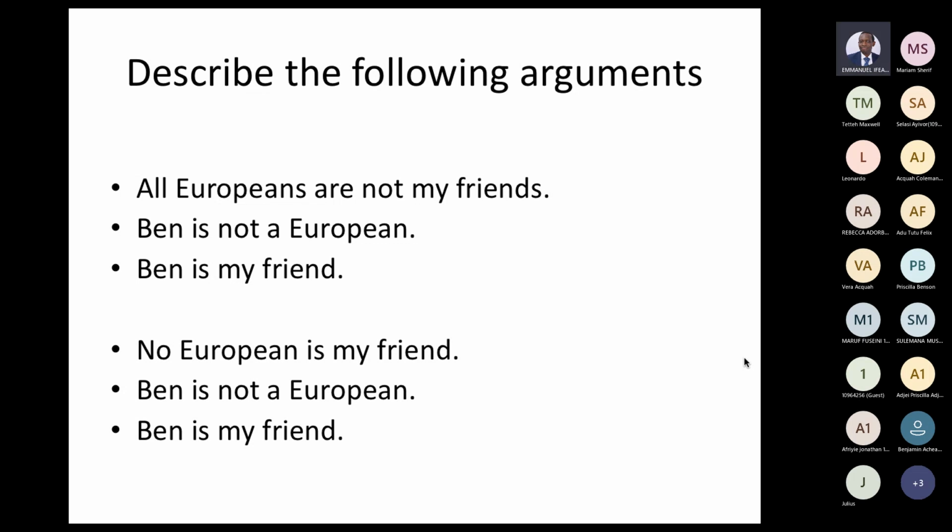No European is my friend. Ben is not a European. That's an affirmation. And then the question is affirmation of what? It's an affirmation of the antecedent. Yes, it affirms the antecedent because European is the antecedent. So it's an argument that affirms the antecedent. And that's a modus ponens. So whenever you see two negatives, you have a positive. Or whenever you see two deniers, then it's an affirmation.